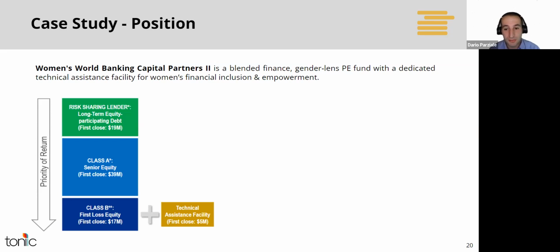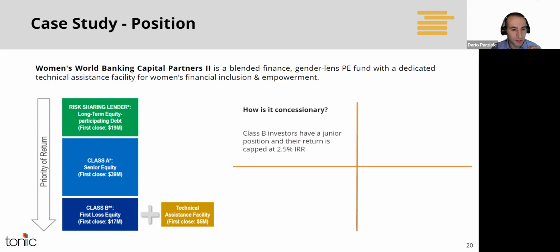It leverages risk mitigating development capital, Class B, to attract commercial capital, Class A, to the impact investment gender lens investing space. Class B, so the junior equity, provides a first loss position and mitigates the losses and boosts returns of Class A investors, the senior equity investors.